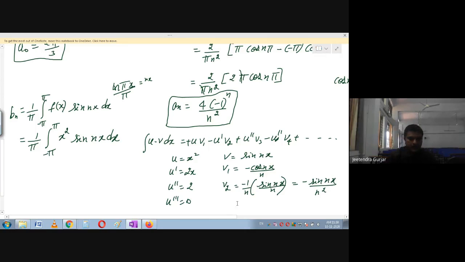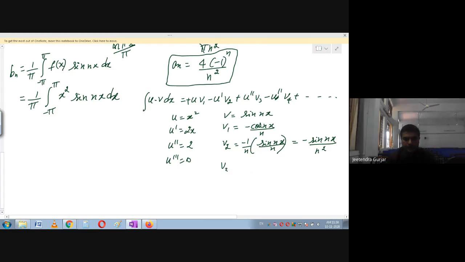If you further continue like this, you are going to get v3 is equal to, I will again take common, I will remove minus 1 upon n square, the constant terms. Further, integration of sine nx, I think you have done already, that is minus cos nx upon n, students. So you can see minus minus will get plus, and n square into n we are going to get n cube. Therefore the value we are going to get is cos nx upon n cube. So this is our v3. Please remember, there is no need of finding v4 and so on.